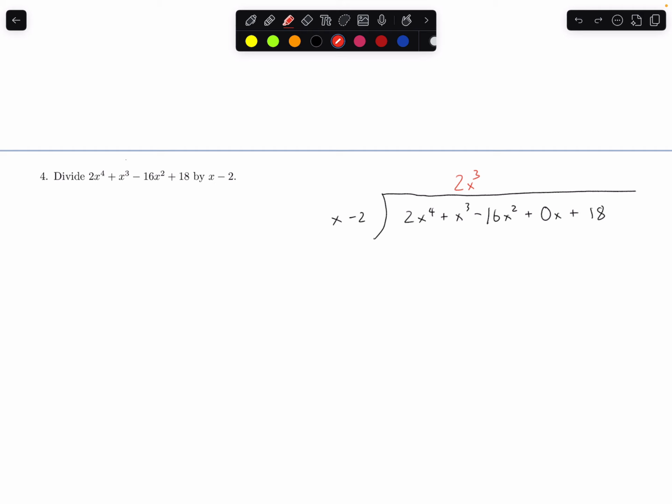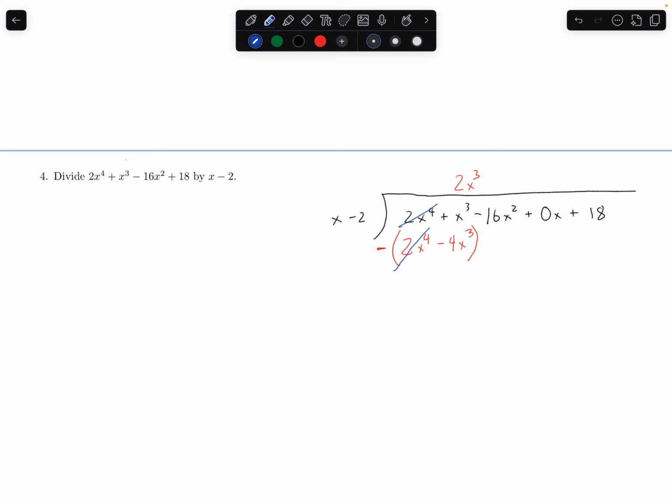I'm going to say 2x to the 3rd times x minus 2 is 2x to the 4th. And 2x cubed times negative 2 is negative 4x to the 3rd. Now, big suggestion here. When you take the result of those things multiplied together, put it in parentheses and then subtract outside. This is just going to help you to keep your signs correct. Okay, so then those guys cancel.